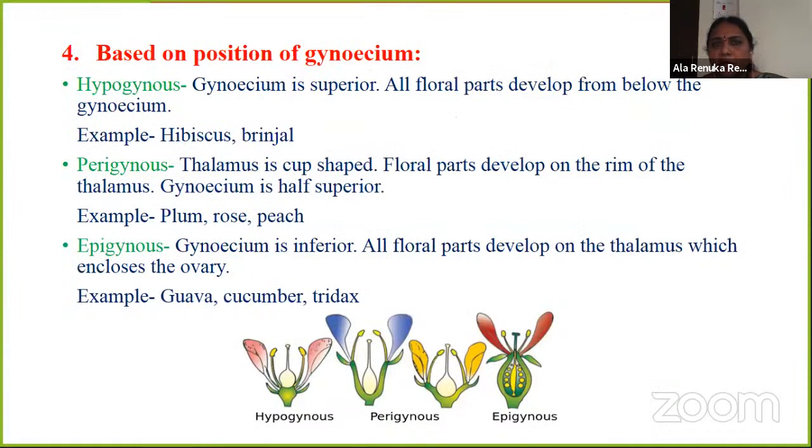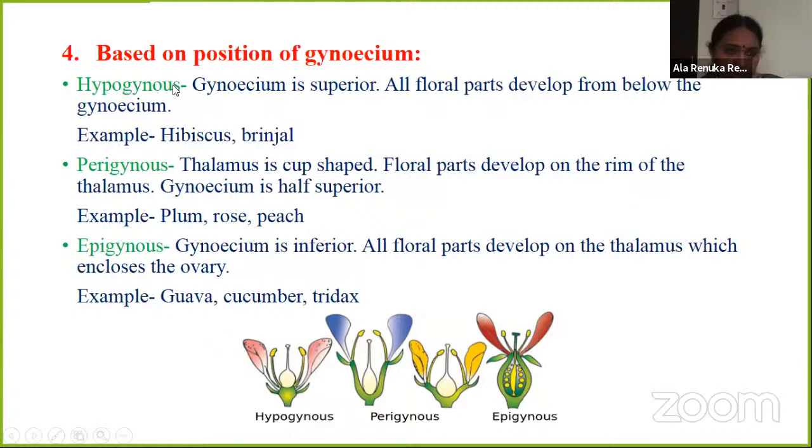And now, different types of flowers based on the position of the gynoecium. That means we describe the flower with respect to the gynoecium. So what is the position of the gynoecium and what is the position of the other floral leaves? There are 3 types of flowers. They are hypogynous flowers, perigynous flowers, and epigynous flowers. These are the 3 types of flowers based on the position of the gynoecium.